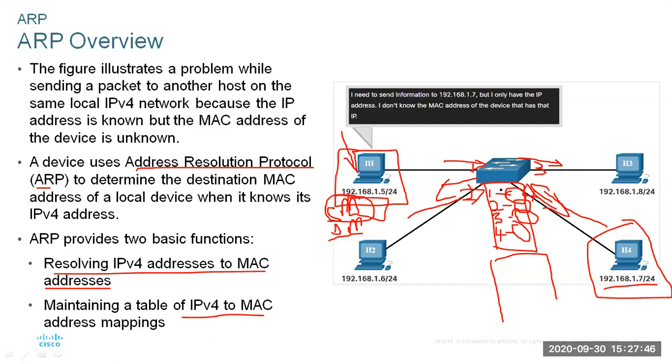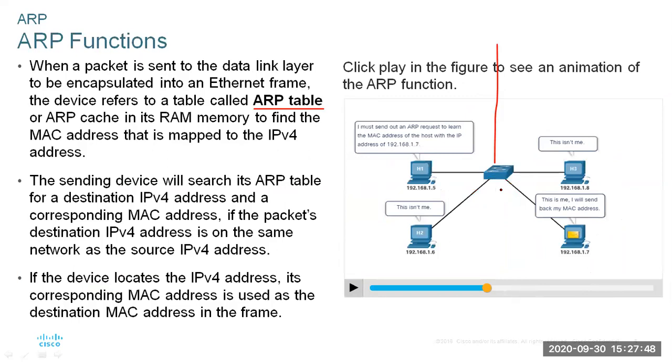But the problem that we're trying to address here is that if this particular system is sending a message, remember it is going to encapsulate the message with the destination MAC address, but he does not know the destination MAC address. So the only way to find the destination MAC address is to come to another table, the ARP table. Okay, the address resolution protocol table.